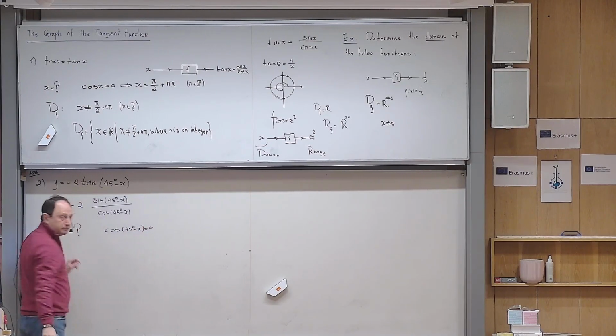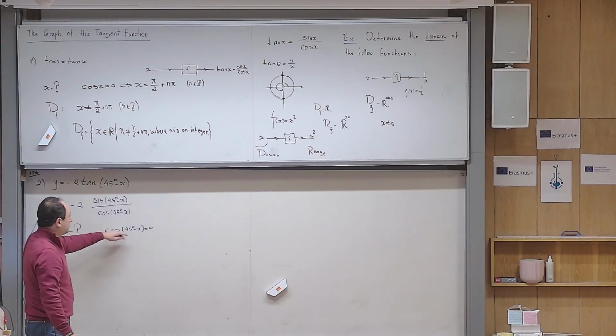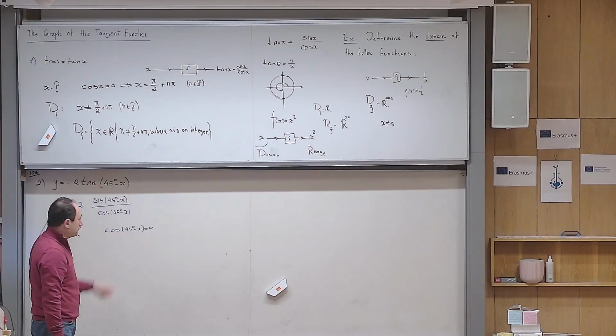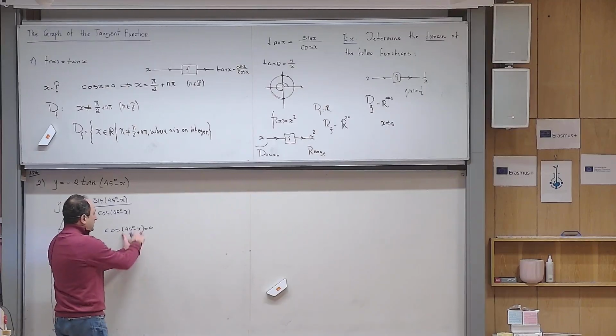This becomes 0. Yes, is that right? I'm asking for which values I am in trouble. Trouble means the denominator vanishes. Okay, but this is the same thing, a story, yes? So the cosine of an angle is 0.